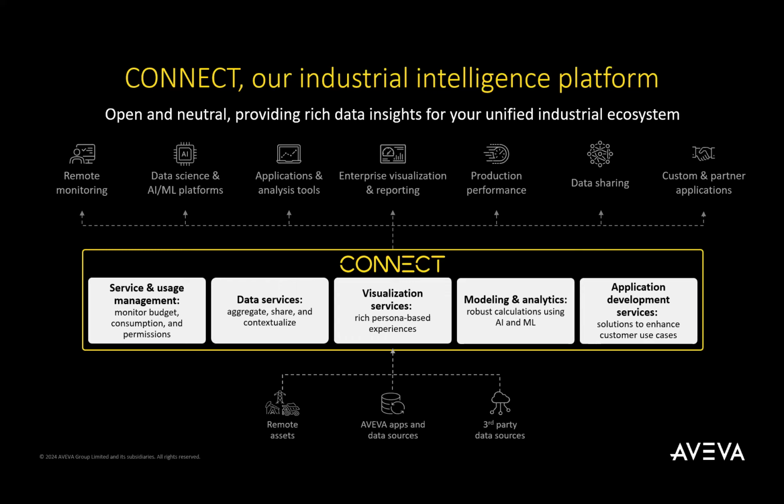And so this is the core service that's available within Connect that enables our customers to basically monitor their credit budgets, manage their consumption and manage their user permissions. That's essentially the admin side of things here. And then number 2, we have data services, which was previously known as AVEVA Data Hub. And that's for aggregating, storing, contextualizing, sharing, manipulating all the industrial data from across the ecosystem. So that's the data store. And I'll talk about this more later in this presentation because that's the focus of the workshop.